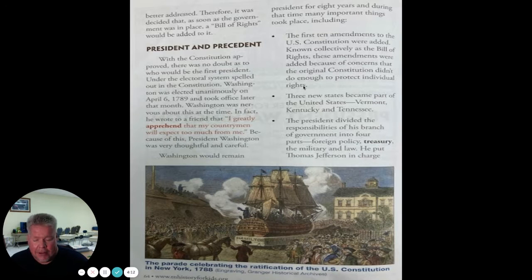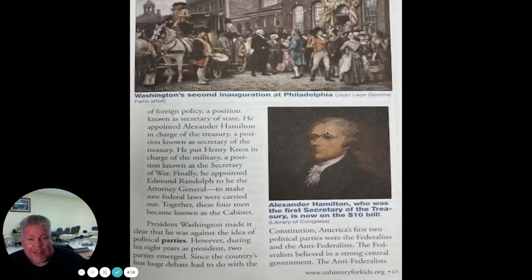He put Thomas Jefferson in charge of foreign policy, a position known as Secretary of State. He appointed Alexander Hamilton in charge of the Treasury, a position known as Secretary of the Treasury. He put Henry Knox in charge of the military, a position known as the Secretary of War. Finally, he appointed Edmund Randolph to be the Attorney General to make sure federal laws were carried out. Together, these 4 men became known as the Cabinet.